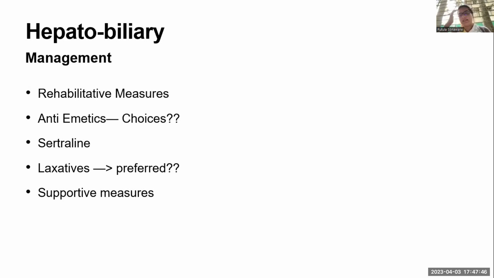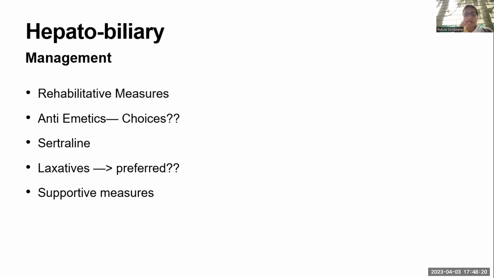Laxative. Which laxative would you prefer? Lactulose? Yes. What is the mechanism? Anyone? Yes, it reduces the ammonia absorption, so that's how it decreases. It's even given in your encephalopathies, hepatic encephalopathies.